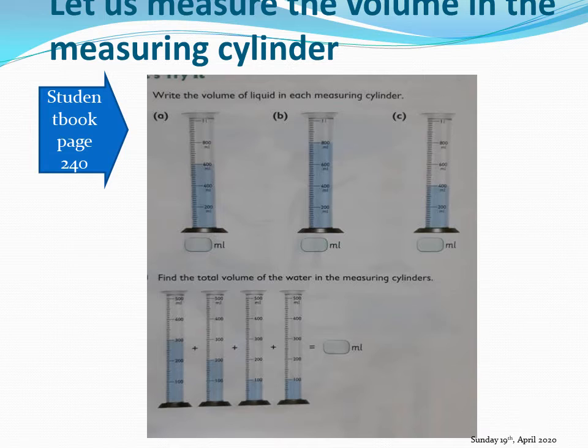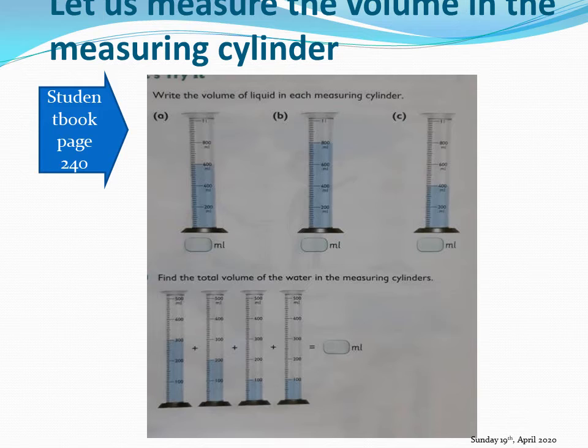Write the volume of liquid in each measuring cylinder. Each of these containers is a measuring cylinder, and we are asked to write the volume. All right, now let's measure. Look at the first one. It lines up with the number 600. The water in it lines up with the number 600.